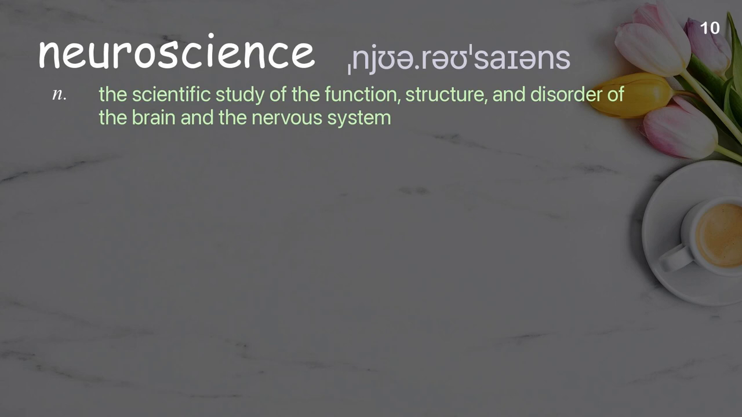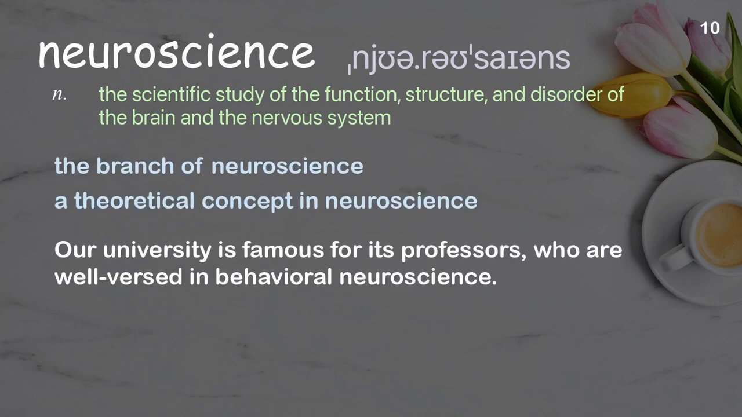Neuroscience. The scientific study of the function, structure, and disorder of the brain and the nervous system. Examples. The branch of neuroscience. A theoretical concept in neuroscience. Our university is famous for its professors who are well-versed in behavioral neuroscience.